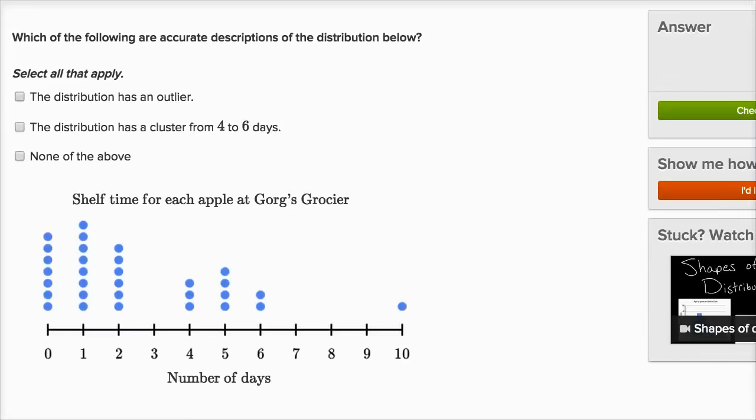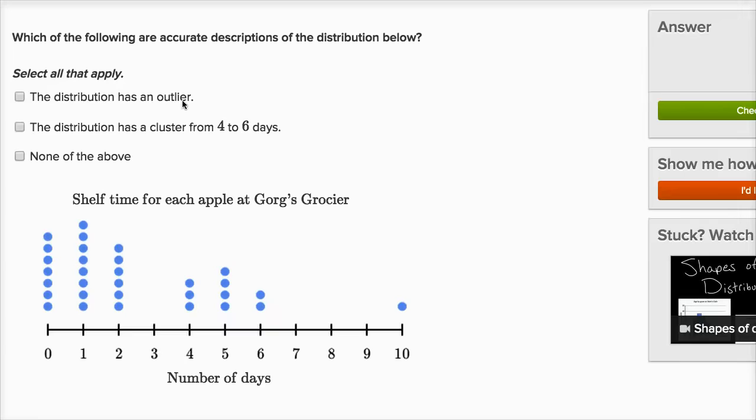In this video, I want to do some examples looking at distributions, in particular different features in distributions like clusters, gaps, and peaks. So over here, I want to do it with some examples. Which of the following are accurate descriptions of the distribution below? Select all that apply. So the first statement is the distribution has an outlier.